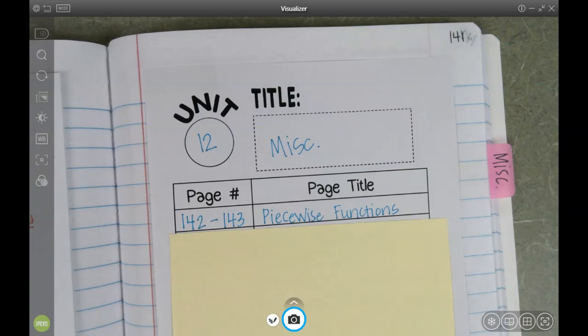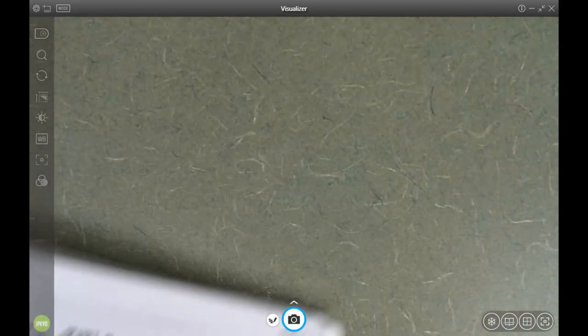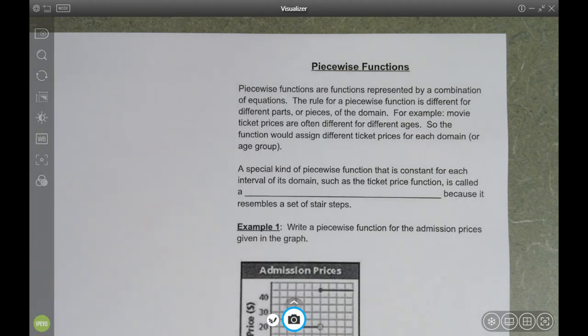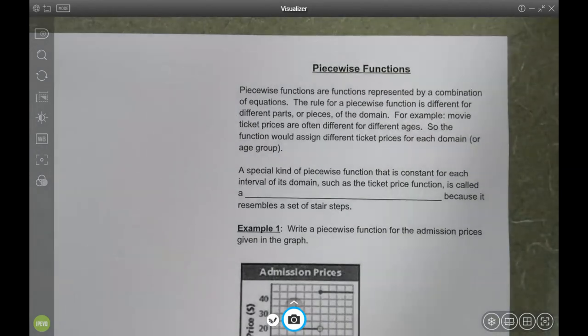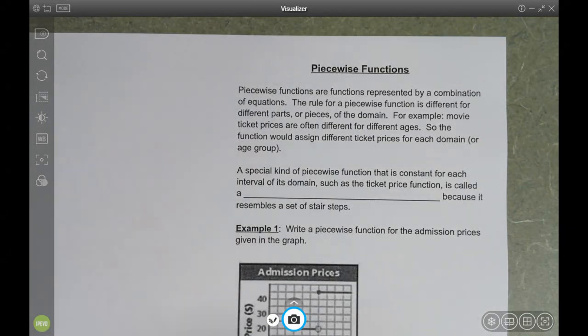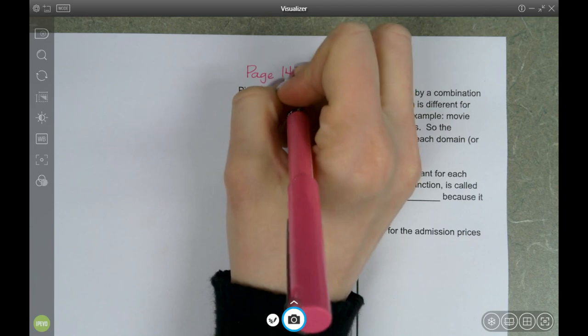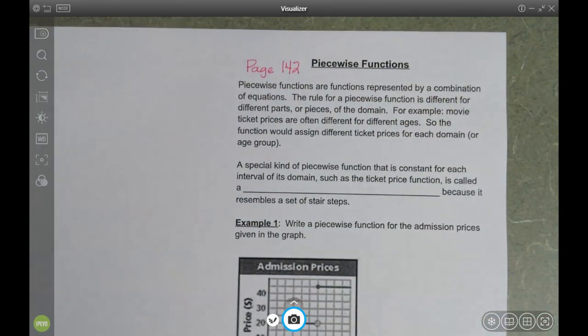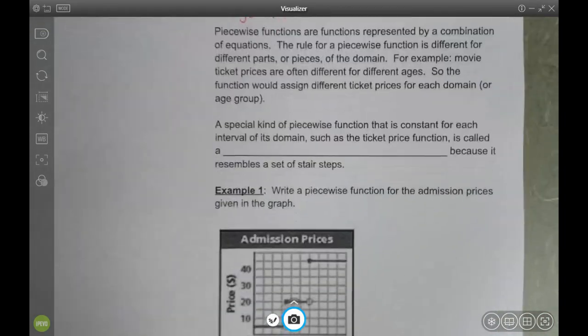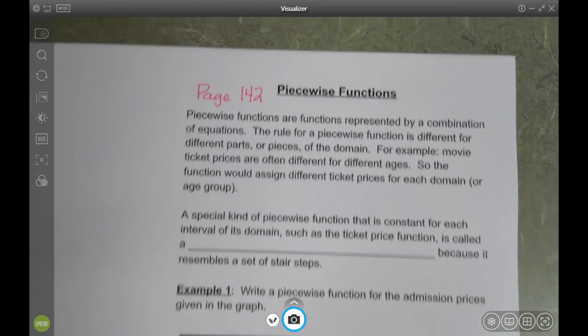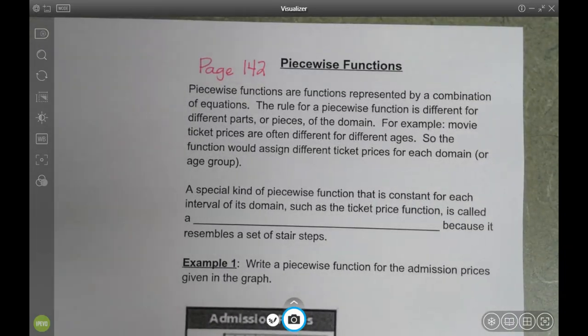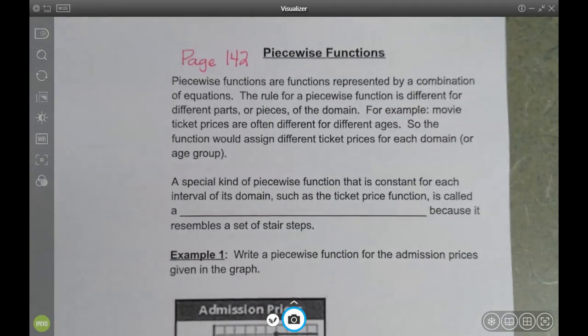Okay, so the first thing we're going to be doing is the piecewise functions page you picked up, and it will go on page 142. Okay, if you're a color coding person, today would be the day to have your colors to color code.